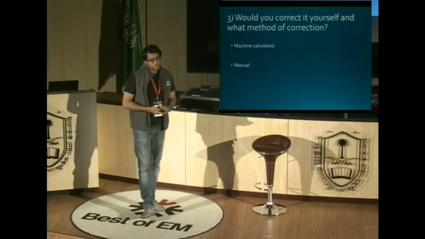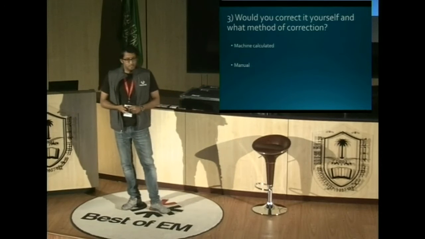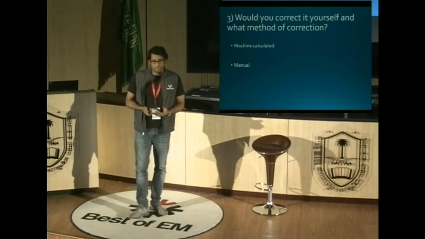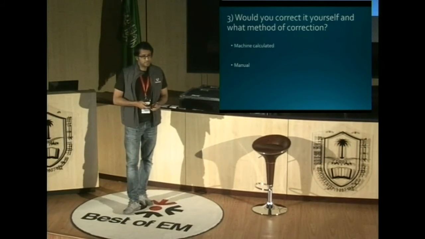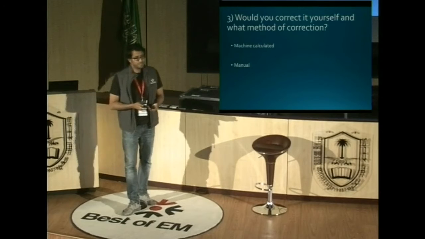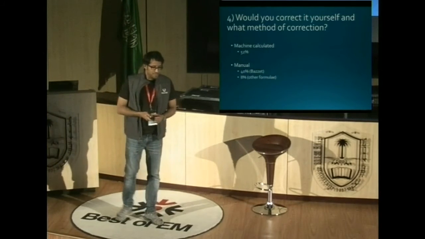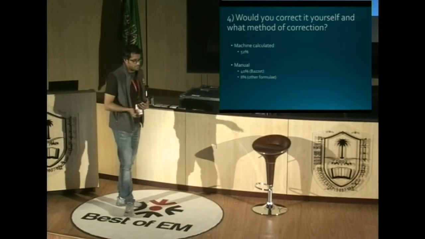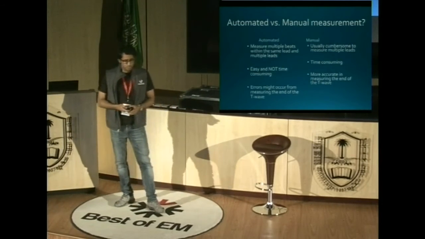So the third question: would you correct it yourself, or would you use a machine calculation? So who would use manual calculation? Raise of hands. Who would use the machine? Okay. So in the survey, 50% answered machine and 50% said they will do it manually. So what are the pros and cons?